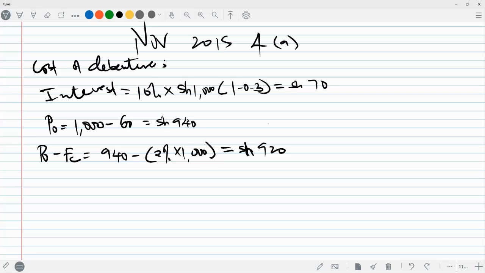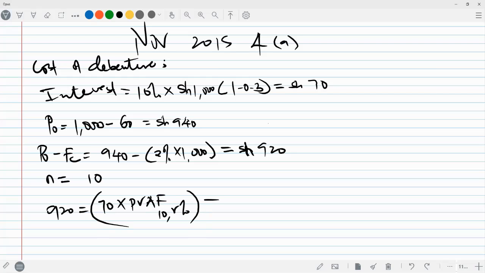Then fair enough, we can now work backward. The number of years to redemption is 10 years. Therefore, we can say P naught, the amount received net of flotation cost, is 920. So 920 is equal to the interest of 70 times the present value annuity factor, 10 years, R%, plus the final-year redemption at par value of 1,000 times the present value interest factor, 10 years, R%.